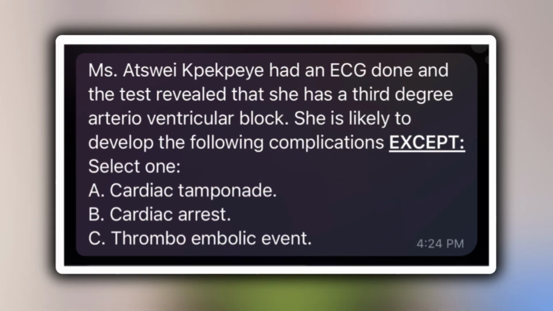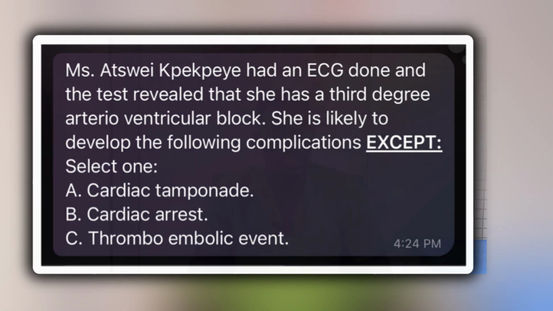Miss Atwe Peyeye had an ECG done, and tests revealed that she had a third degree atrioventricular block. She is likely to develop the following complications except: A, cardiac tamponade; B, cardiac arrest; and C, thromboembolic event. Before we can pick this answer, you should understand what a third degree atrioventricular block means, and when that happens, what some of the complications will be.